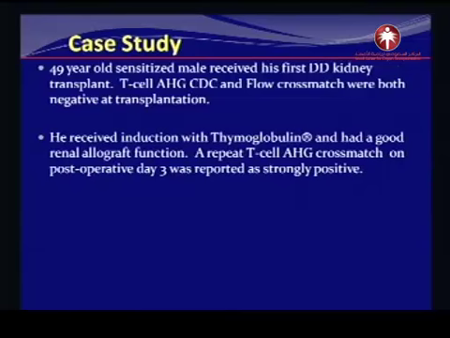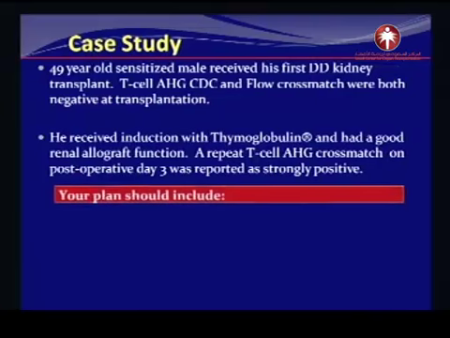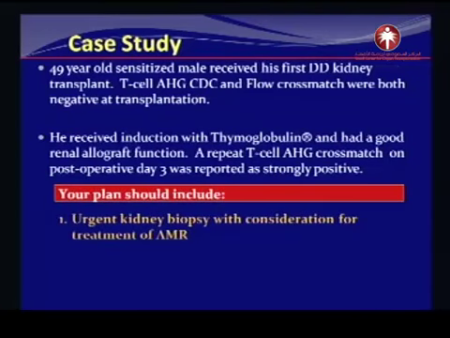A repeat T-cell cross-match was requested by the physician on post-operative day number 3 and was reported as strongly positive. Is that clear? So that's all we have. A 49-year-old, sensitized, but with clearly negative T-cell and flow cross-match at the time of transplant, received a deceased donor kidney transplant, received induction with thymoglobulin, and has a good renal allograft function, but a repeat T-cell AHG cross-match was done on post-operative day number 3 and was reported as strongly positive. The questions. Your plan should include, number 1, urgent kidney biopsy with consideration for treatment of antibody-mediated rejection because of this positive cross-match.